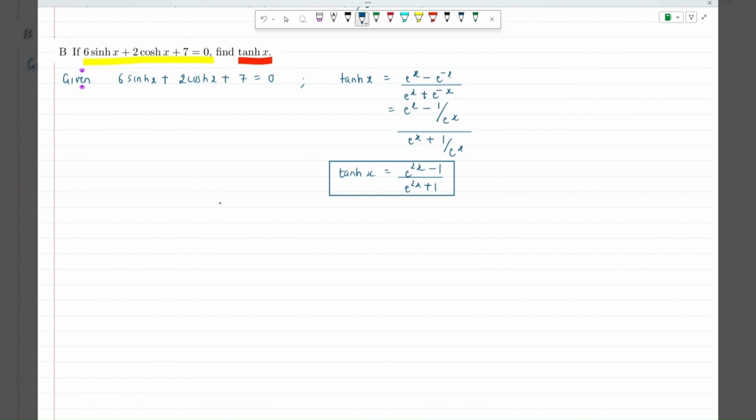So coming back to the given part, 6 sinh of x, applying the definition of sinh, we are going to get 6 into e raised to x minus e raised to negative x divided by 2, and plus 2 times cosh x, which is e raised to x plus e raised to negative x over 2, and plus 7 is equal to 0. So we can get rid of the 2 factor in the denominator. So we will be having 3 e raised to x minus 3 e raised to negative x plus e raised to x plus e raised to minus x plus 7 is equal to 0. We have got some like terms, so let's collect them.